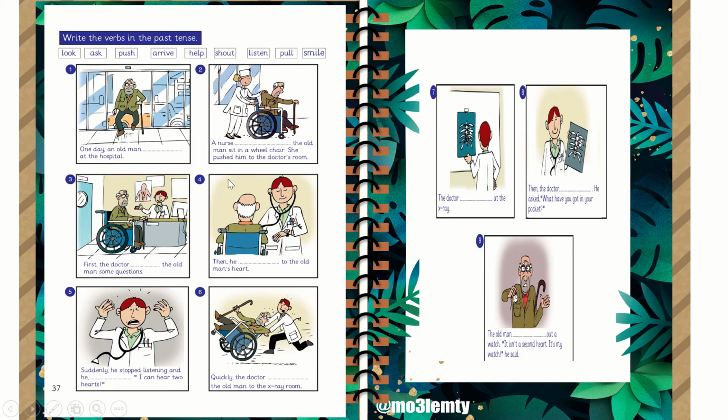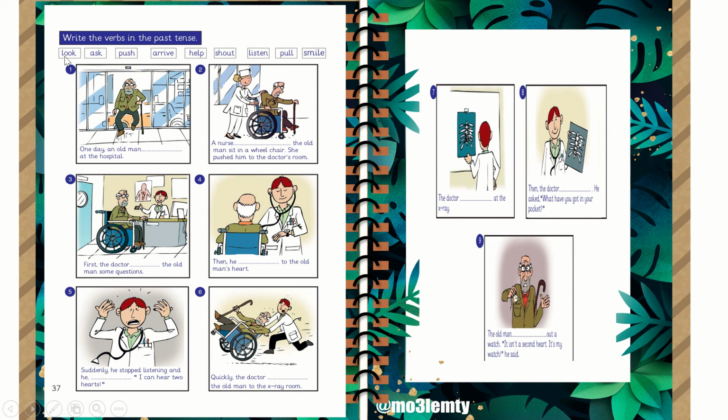Okay, now look here. Here we have some verbs and we are going to put them in sentences. But first we have to understand the meaning of these verbs. Okay? Let's see here. What do we have? Write the verbs in the past tense. Okay, teacher, we are going to write them in the past tense.